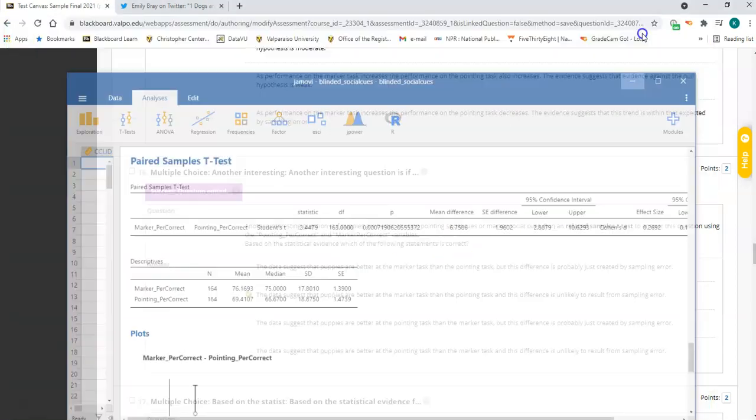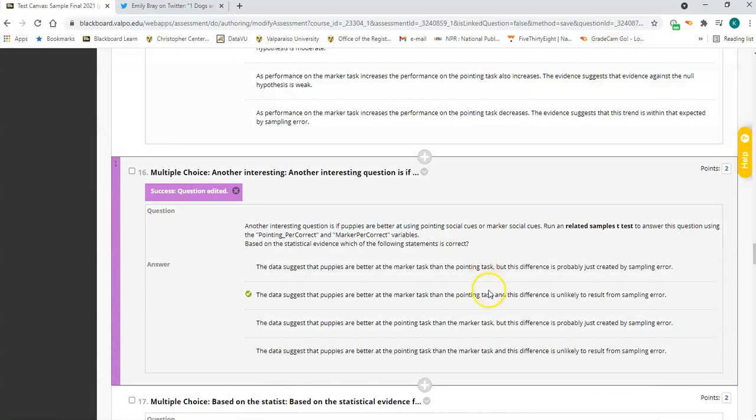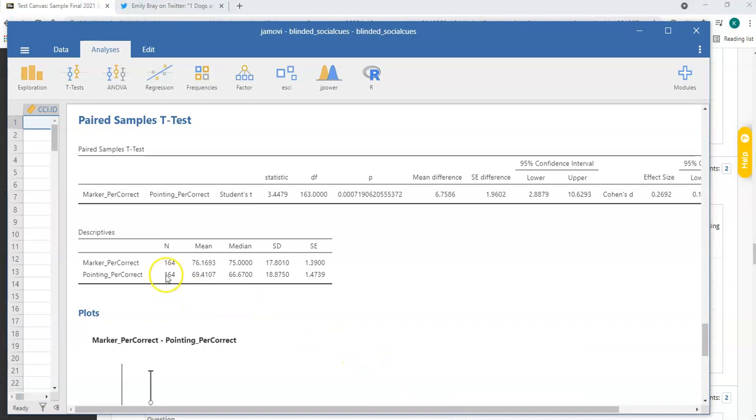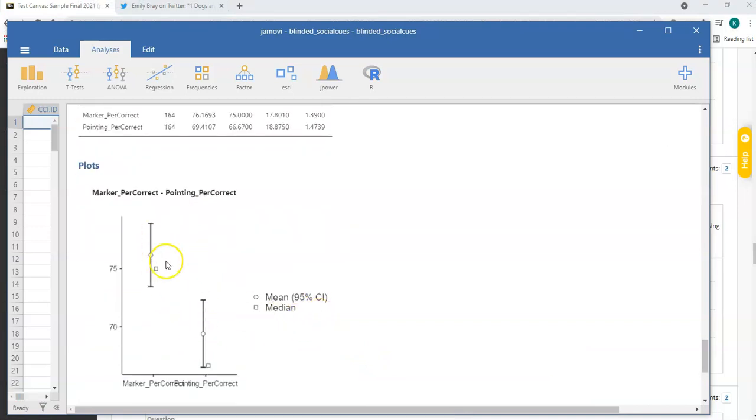All right, so now let's go and look at the question here. The data suggests that puppies are better at the marker task than the pointing task, and this difference is unlikely due to sampling error because the p-value is small. And again, we know that the puppies were better on that because we could look at these means and we could look at the graph.